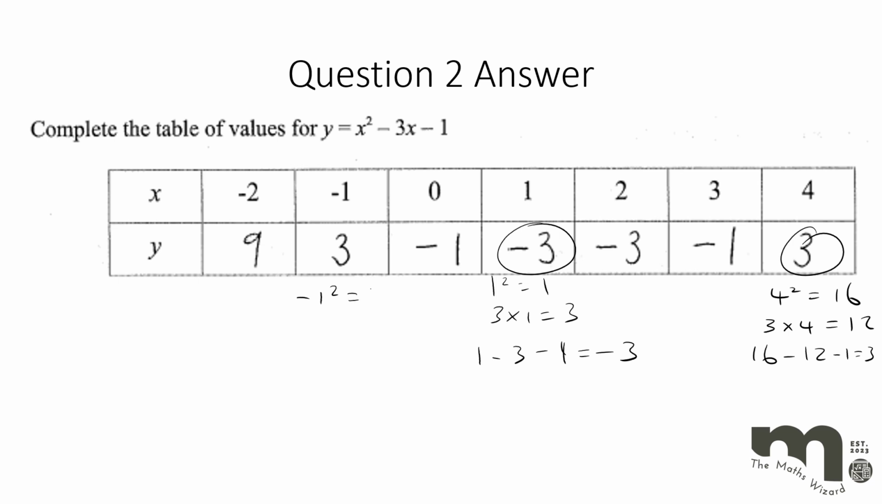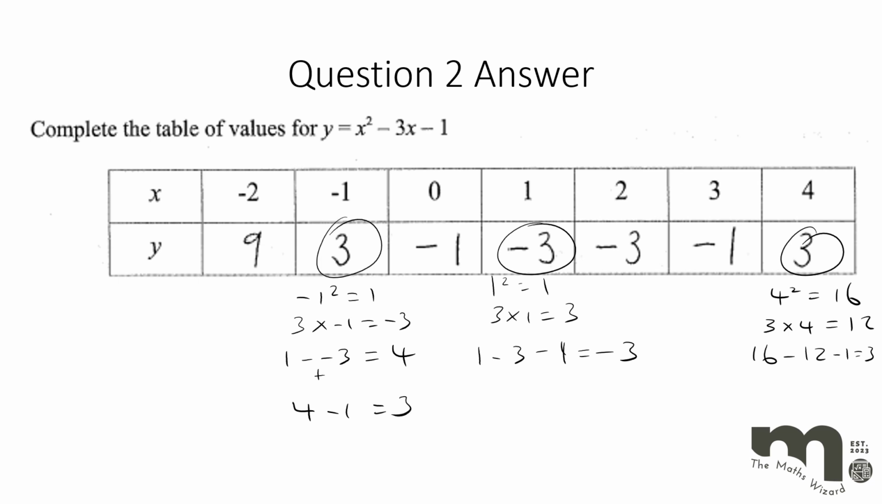3 times minus 1 is minus 3. Remember that whenever you do a positive times a negative, you will get a negative answer. So then we've got to do 1 minus minus 3. Now remember that when you subtract a negative number, it becomes an add. So that should be 4 just there. And then we've got 4 take away 1 to give you the 3 that you can see in the table.